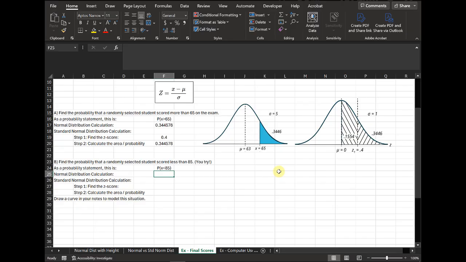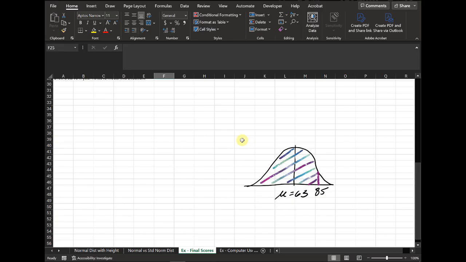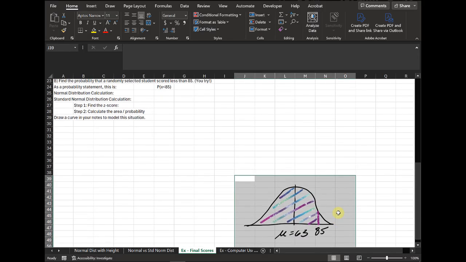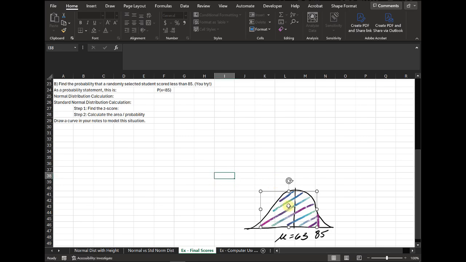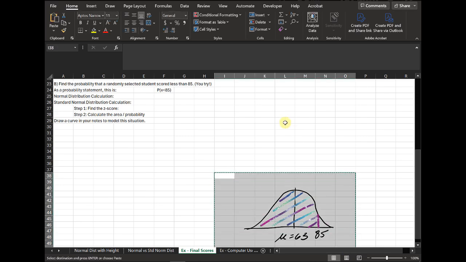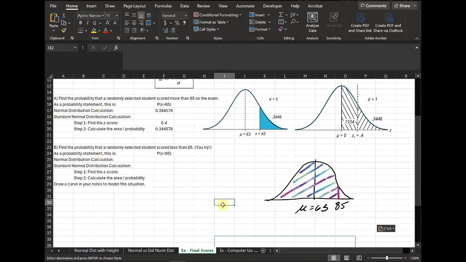Okay, so remember, we do want to draw a curve before we go any further. So I have drawn a curve over here. Let's see, maybe I'll bring this curve up here. Oops, that's not going to work. Let's see if I can do this. I think I can copy, paste. There we go. Okay, so I've got my curve here.